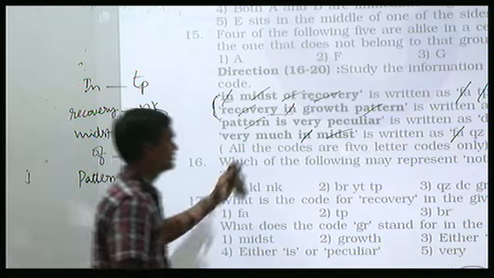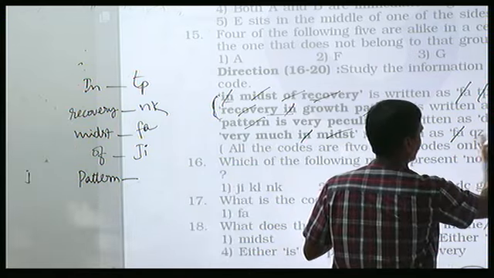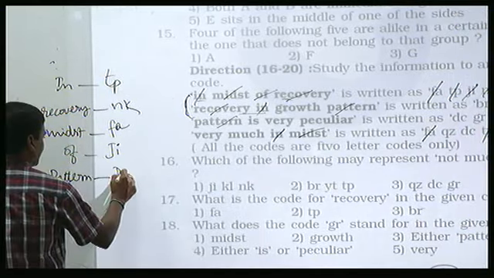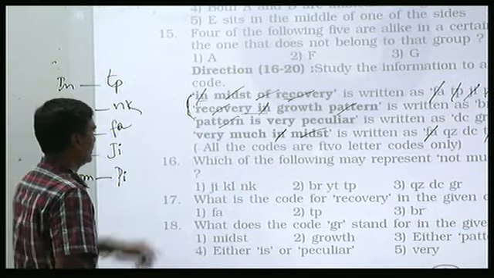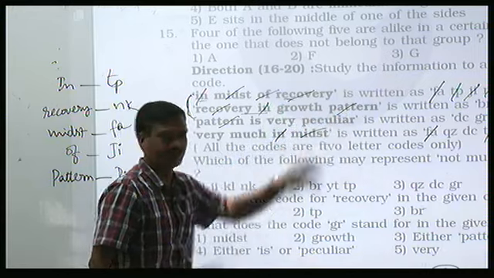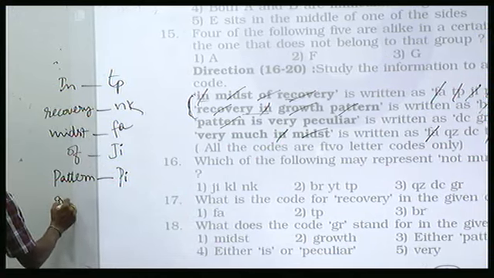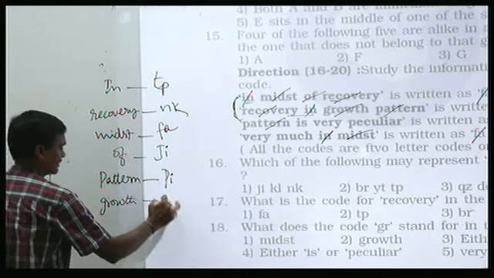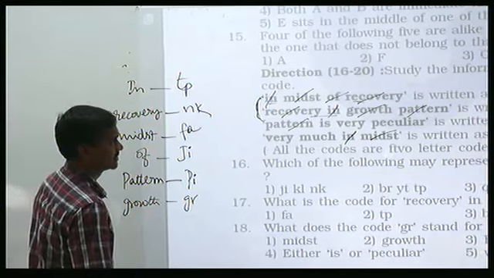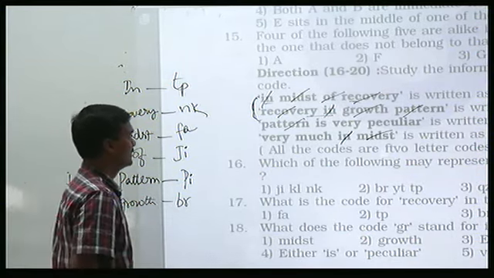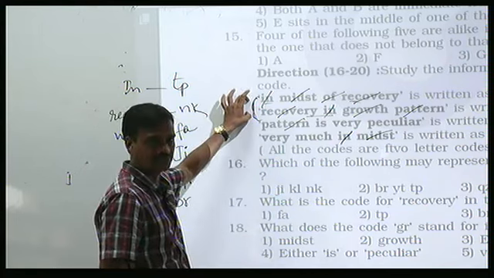And what is the code common between these two? BR and PA. Hence PA is common, and the code for pattern is PA. Then recovery in pattern is done. Now we are left with what? Growth. Growth is the only word left over. Hence GR. Growth is GR or BR? BR. Growth is BR. Then these two sentences are done.